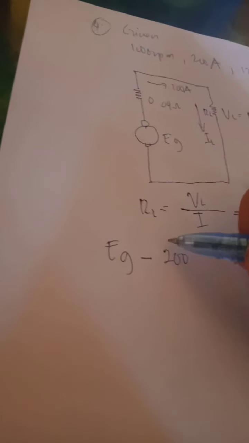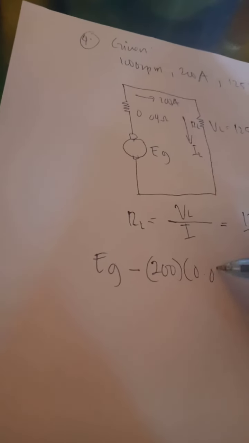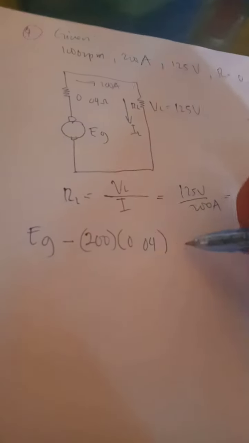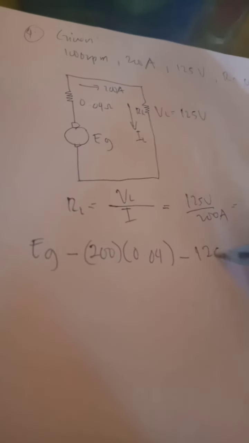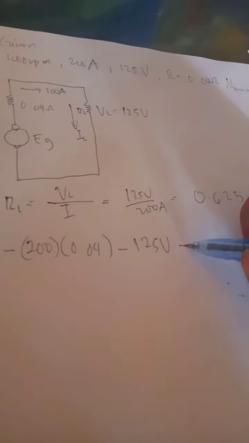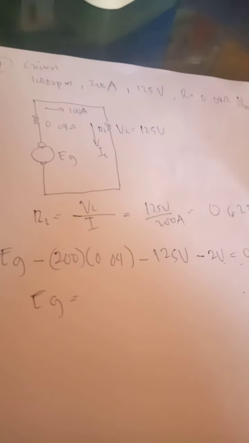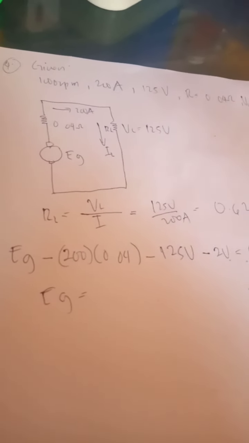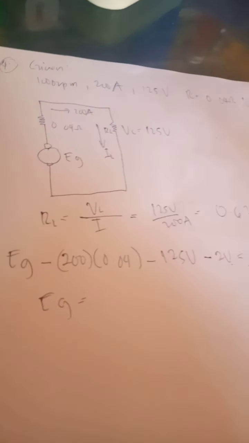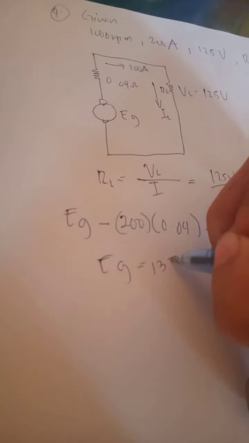Now our EG is minus the voltage passing through that, which is 200 times 0.04, minus VL, 125 volts, minus the V brush, which is 2 volts, that's equal to 0. Now EG is equal to 200 times 0.04 plus 125 plus 2, so that's 135 volts.